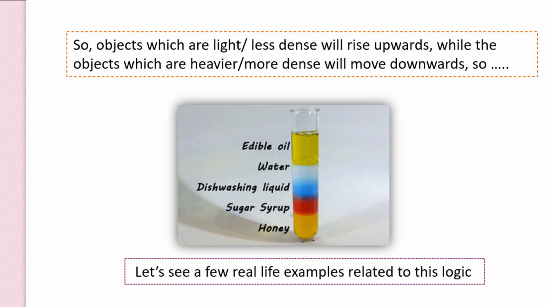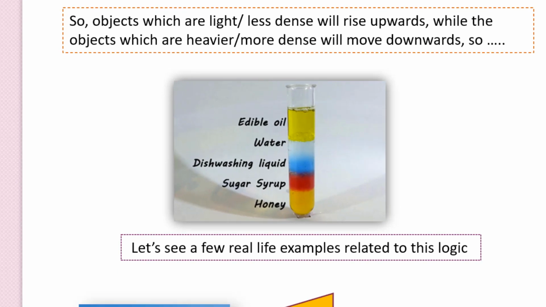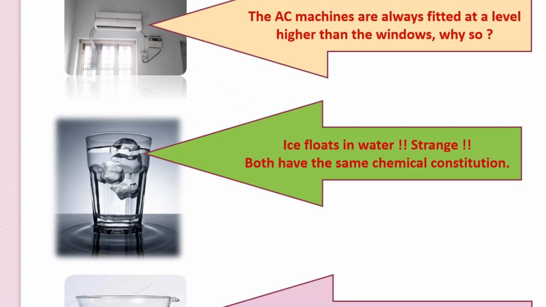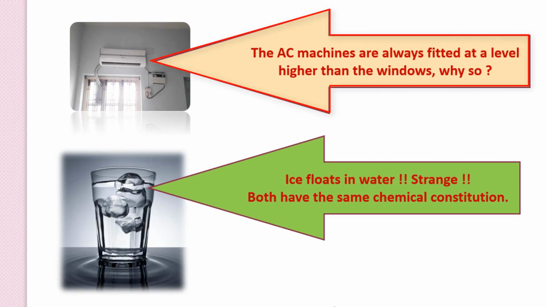So objects which are light or less dense will rise upwards, while the objects which are heavier or more dense will move downwards. Related to this, let us see a few examples. Look at this figure. You will always observe that the chimneys in the houses are fitted at the top. Similar is an example. You will see the exhaust fan in your mother's kitchen is always at the top. It is never at a level which is close to the window. Why so? Let's see a few more examples. The AC machines, that is the air conditioning machines, are always fitted at a level higher than the windows.